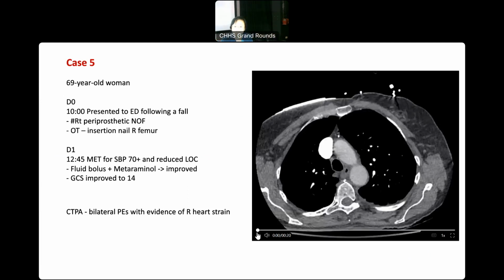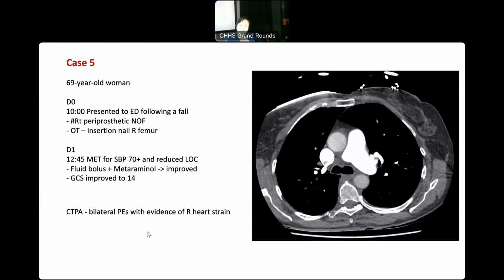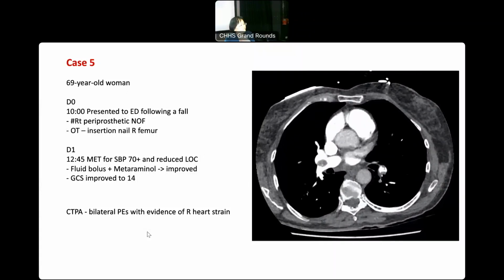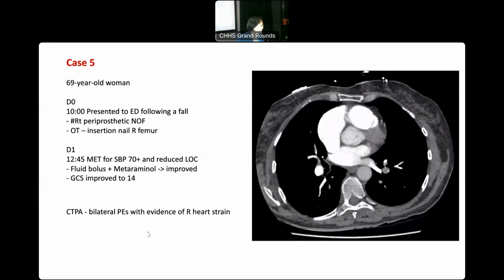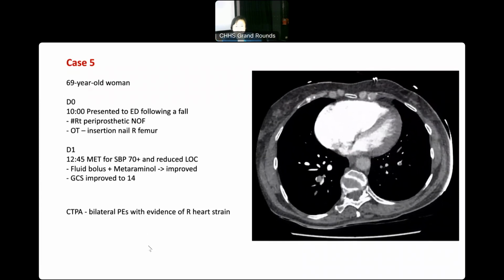And this is her CTPA. Not that exciting, is it? Someone's like, okay, all right.